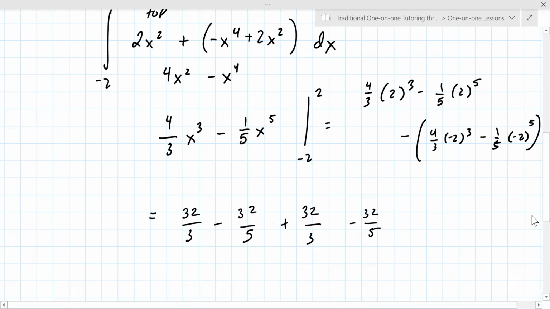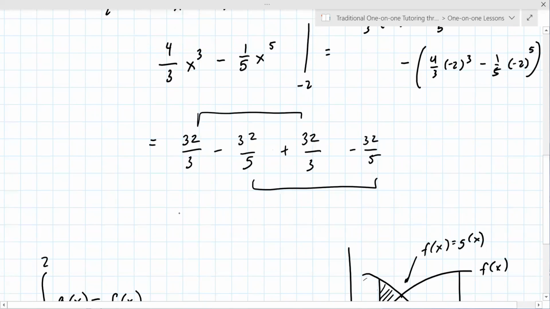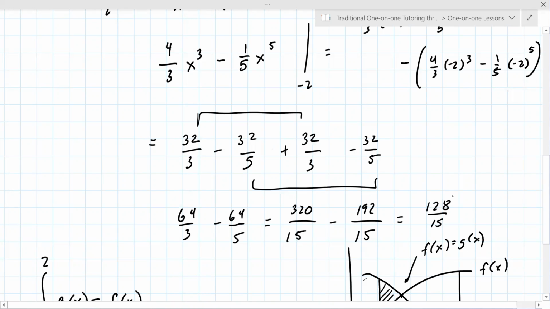So that leaves us with these two and these two: 64 over 3 minus 64 over 5. So you make denominators of 15 on both of them. This one's times 5, that's 320, and times 3, that's 192. So that equals 128 over 15. A lot of work goes into one of these.